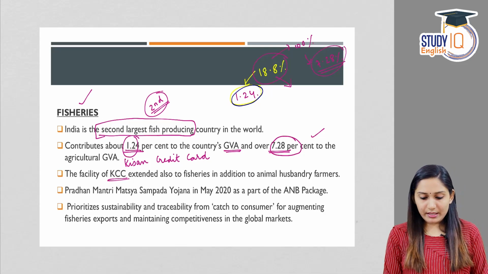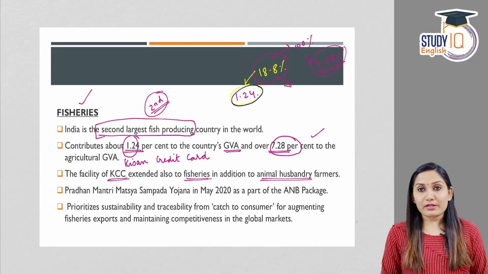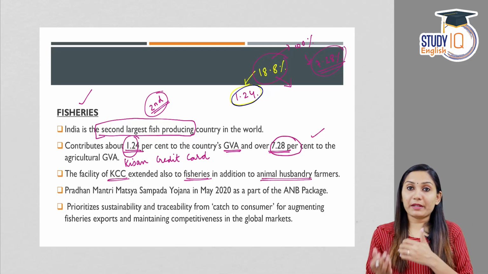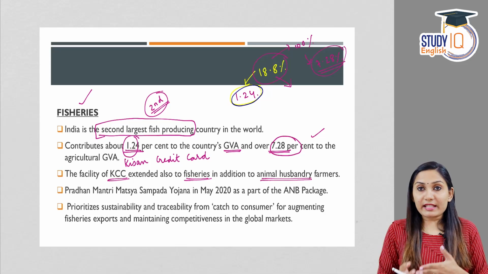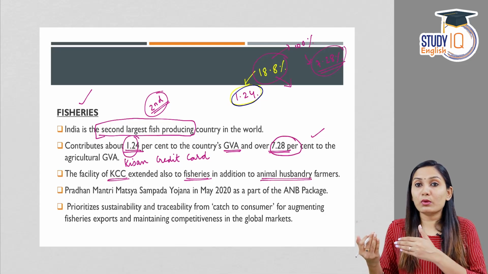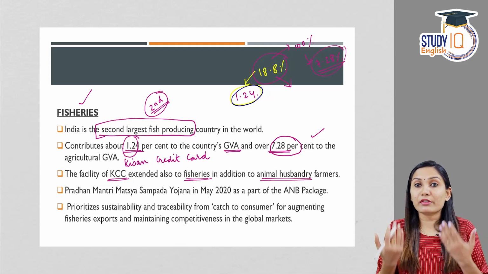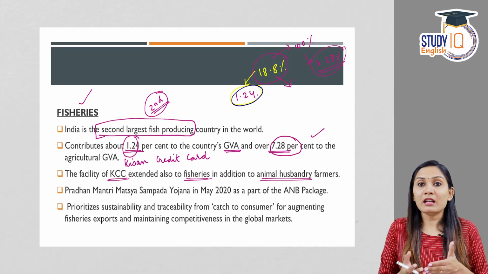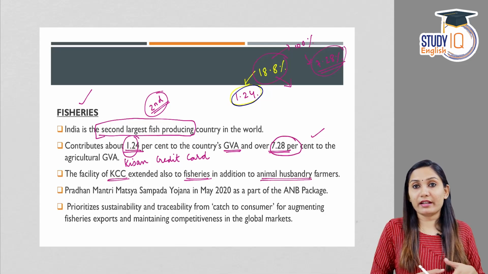The facility of KCC, Kisan Credit Card, is extended also to fisheries in addition to animal husbandry farmers. So this is very important. KCC was a previous year UPSC question, asked in 2016. So KCC is now extended to farmers involved in fisheries as well as animal husbandry. They can get the benefits of KCC, a micro credit scheme where farmers can get credit at concessional rates of interest.